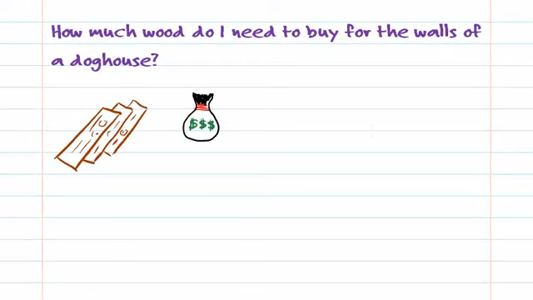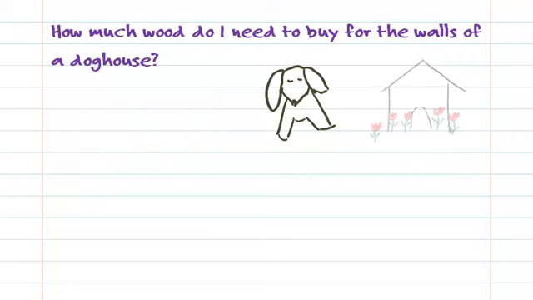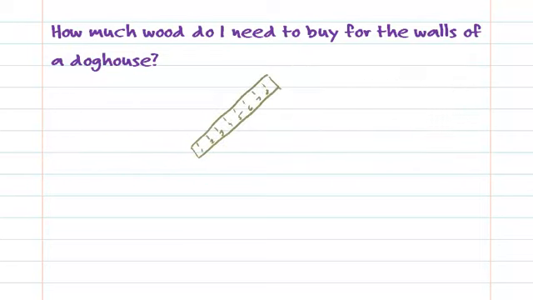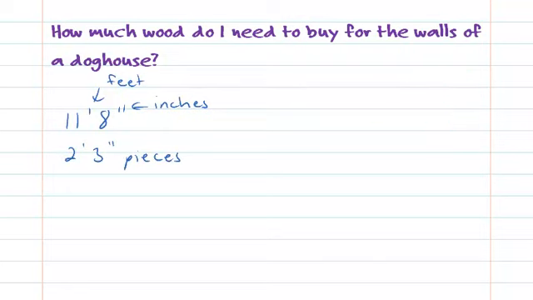So, how much wood do I need to buy for the walls of a doghouse? A good thing to notice is that boards from the store are not exactly the size they say, due to drying and milling, so always make sure you measure before doing the math. The boards I can get inexpensively are in 11-foot 8-inch lengths, and I need 4 pieces that are 2-foot 3 inches. I know this because of the blueprints that I found and researching prices. How many boards do I need to buy?